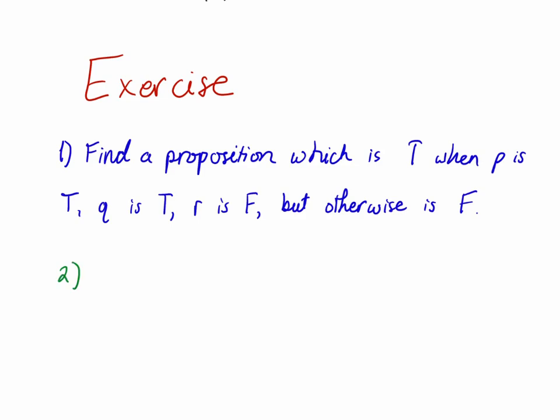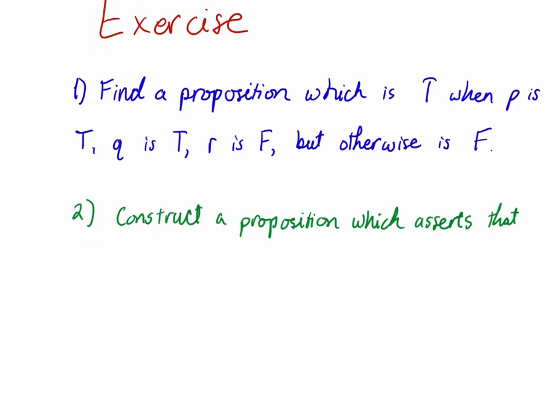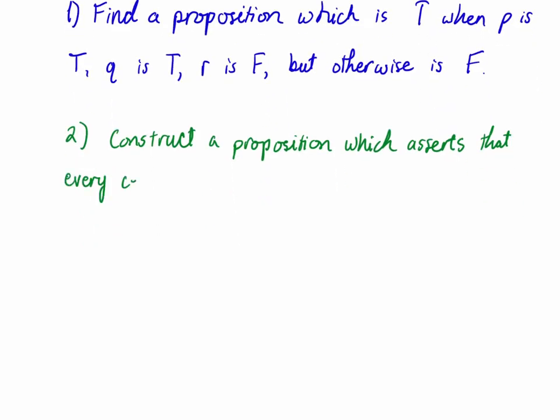Okay, that's problem one. For problem two, I want you to write down a proposition using our new and special notation, which asserts for a 9x9 Sudoku problem that every cell of the 9x9 grid contains a number from 1 to 9.